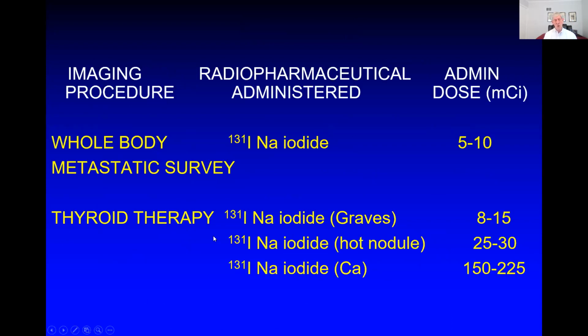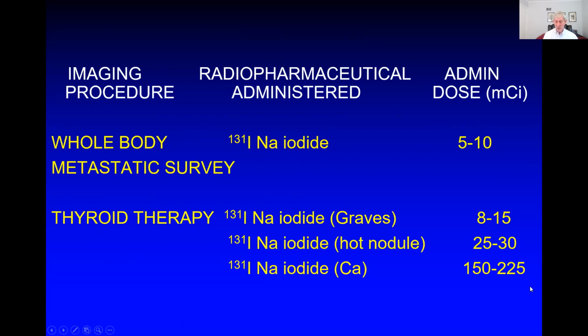Now, you know this as a whole body scan and a whole body iodide scan, but we officially call it a whole body metastatic survey. And if you use I-131, typically going to give 10 millicuries. In our department, we have switched over to I-123, so that is now an alternative choice. And we also give about 10 millicuries of that.